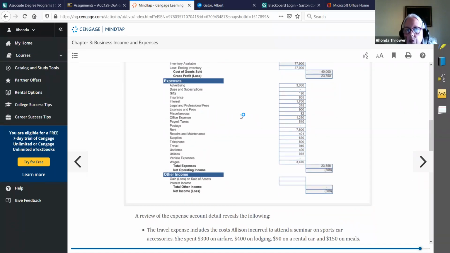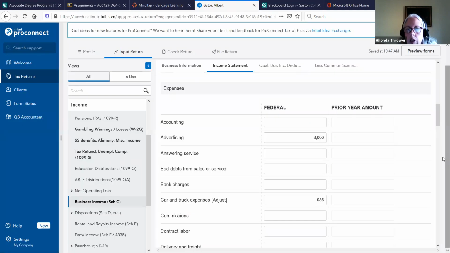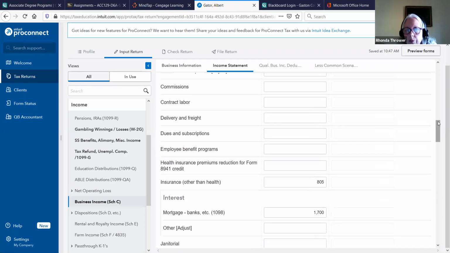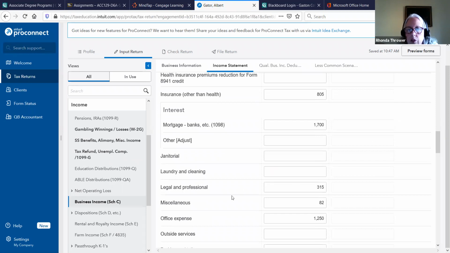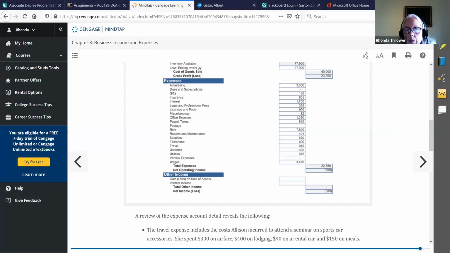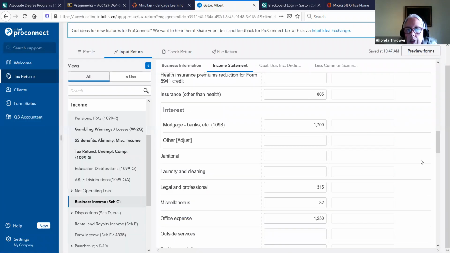And then they've got a place for miscellaneous, which is 82. And the miscellaneous is entered in the miscellaneous block. They actually had a block for that, and you're going to enter it there. Your office expense was $1,250. In ProConnect, they have an office expense that you enter right here.